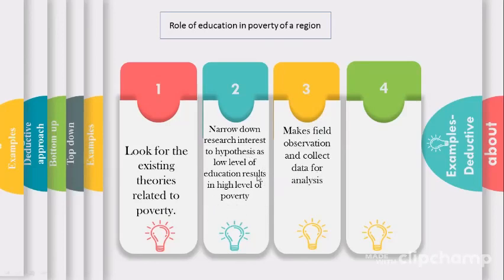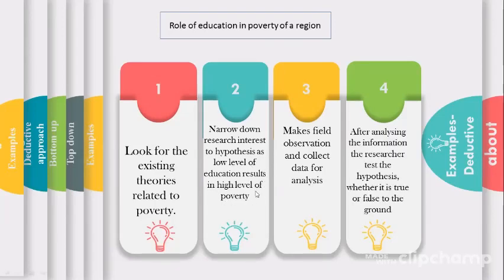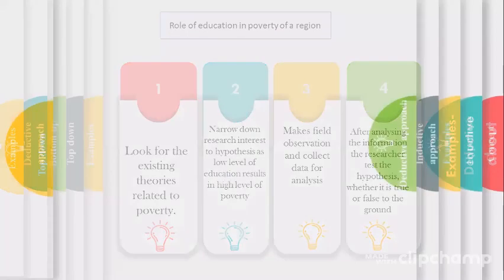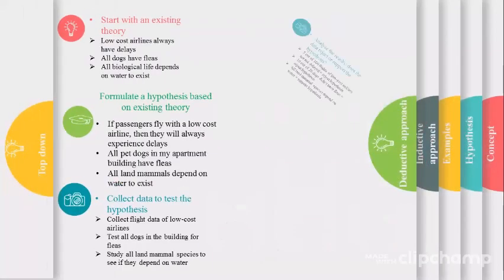Based upon the already made theory, next he will start collecting field observations. Now, based upon this analysis, the researcher will test the hypothesis, that is the theory, that low level of education results in high level of poverty. And based upon the field data, or the testing, he will come to the ultimate conclusion whether this is true or false based upon ground truth. So that was about the inductive and deductive.